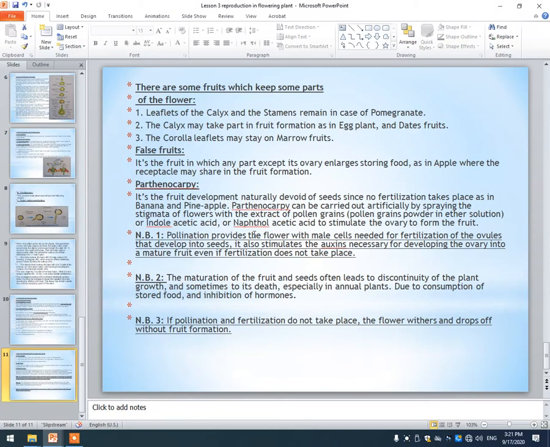Pollination provides the flower with male cells needed for fertilization of the ovule that develops into seeds, and also stimulates the auxins. The importance of pollination is not only making seeds, it also stimulates the auxins necessary for developing the ovary into a mature fruit, even if fertilization doesn't take place. Maturation of the fruit and the seeds often leads to discontinuity of the plant's growth and sometimes to its death, especially in annual plants, due to consumption of stored food and inhibition by hormones. If pollination and fertilization don't occur, what happens to the flower? It will drop off without fruit formation.